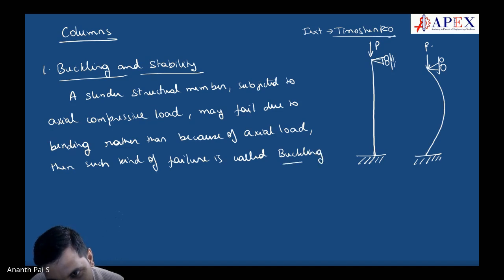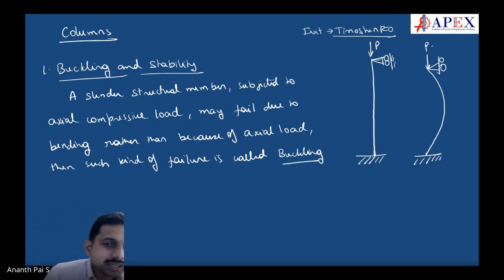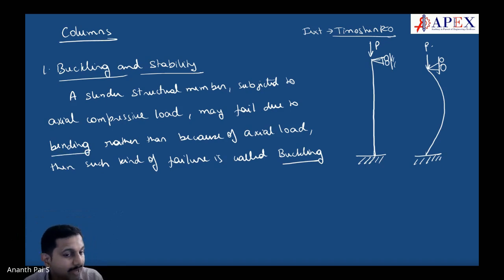Very important. What happens? It does not fail because of axial load, okay, but rather fails due to bending rather than because of axial load. And such kind of failure is called buckling. Very easy. Correct.